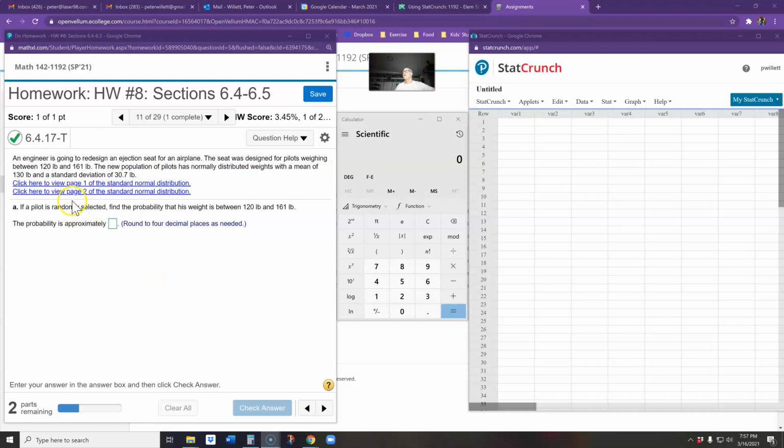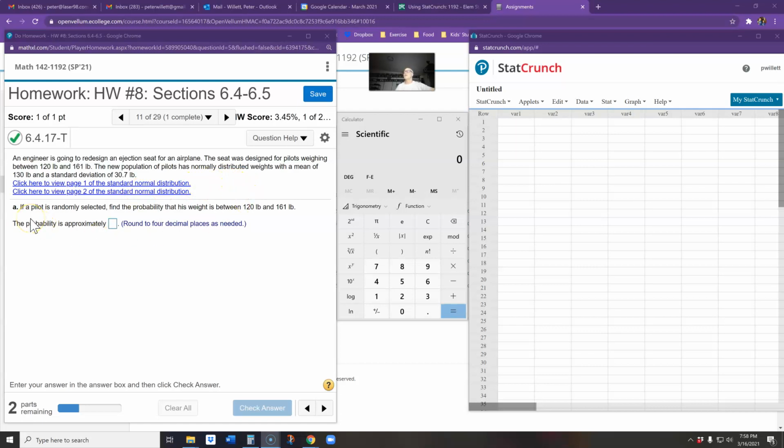So it states as follows: an engineer is going to redesign an ejection seat for an airplane. The seat was designed for pilots weighing between 120 and 161 pounds. The new population of pilots has normally distributed weights with a mean of 130 pounds and a standard deviation of 30.7 pounds. So there's a couple of parts to the problem that we want to do.